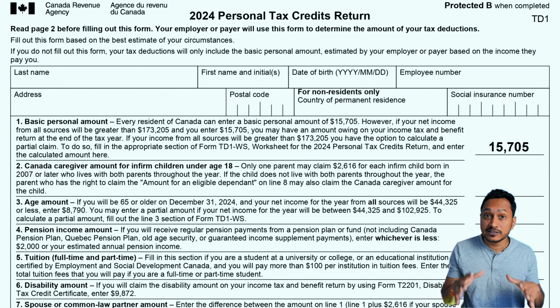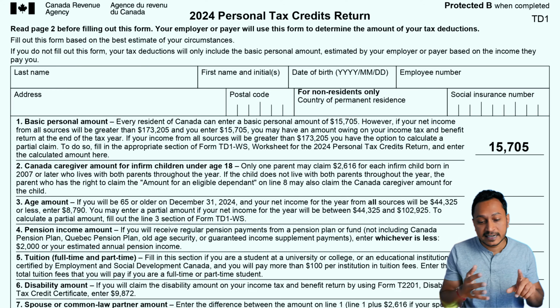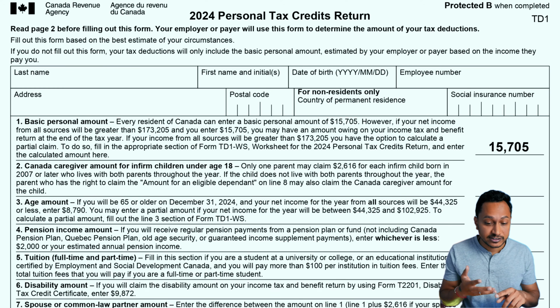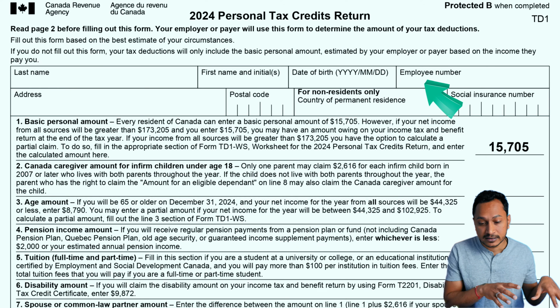Let's get started. The first section is about personal information. As you can see, last name, first name, date of birth, address, postal code, that you can enter already. If you have an employee number, please enter it here, otherwise leave it blank.